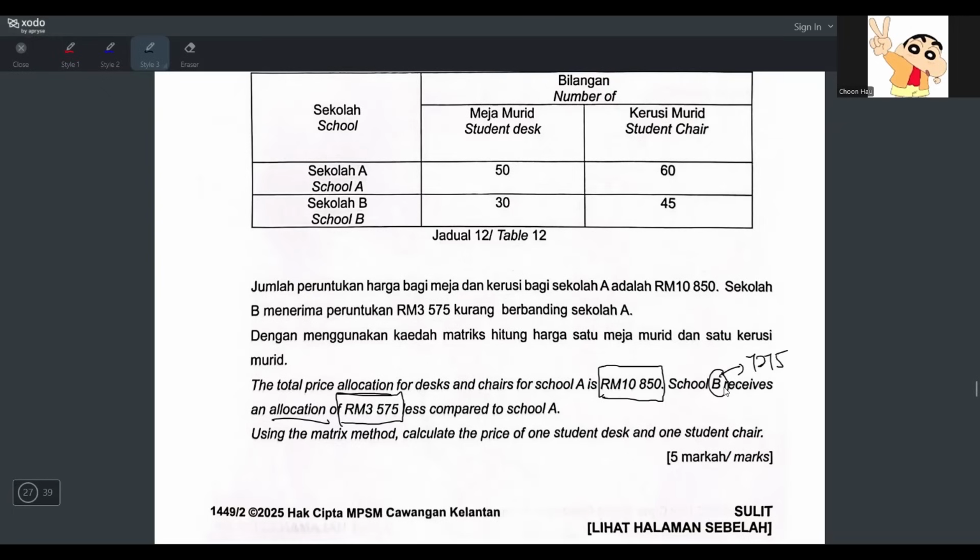Okay. Yeah, because they say school B received 3575 less compared to A. So I just take 10850 minus 3575, I get 7275. Okay, now they say using the matrix method. Okay, confirm this is simultaneous equation.